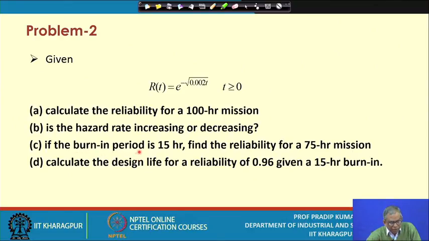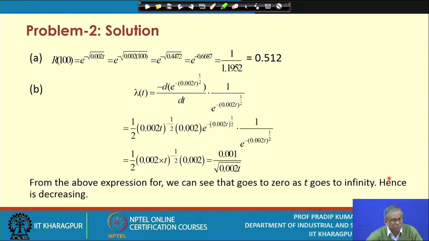So if the burn-in period is 15 hours, find the reliability for a 75-hour mission. Calculate the design life for a reliability of 0.96 given a 15-hour burn-in. So these are the four questions we have set. Now we need a solution.